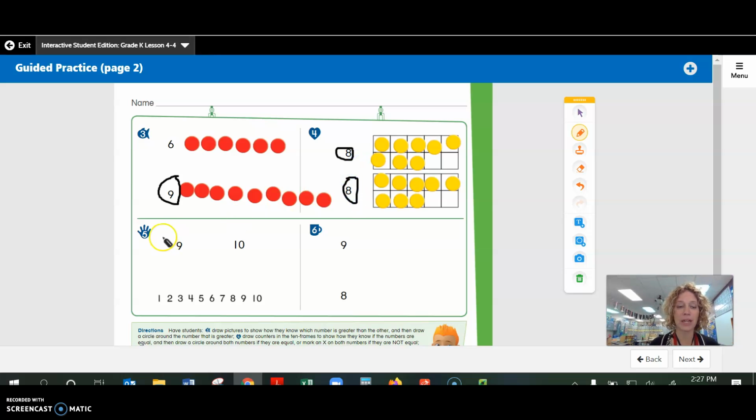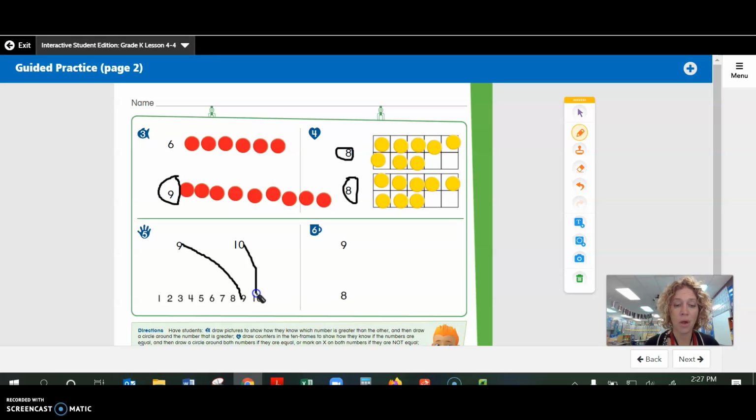All right, let's take a look at number 5. So what we need to do is we're looking at a number line. A number line is the numbers in sequence order. So we're going to look at that 9, and I'm going to draw a line to the number 9 on the number line. Okay, here's 9 all the way over here. See that? Okay. Now I'm going to find the 10. Where's the 10? All the way over here.